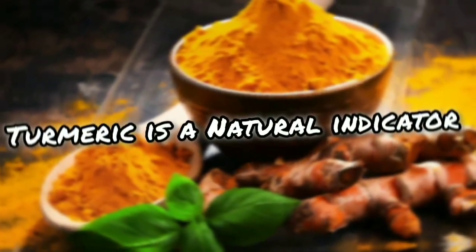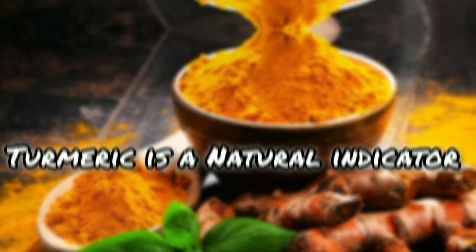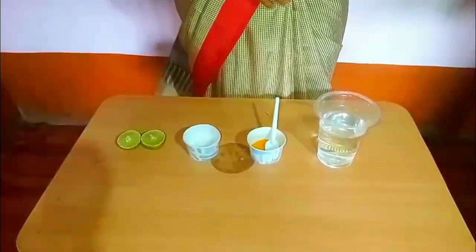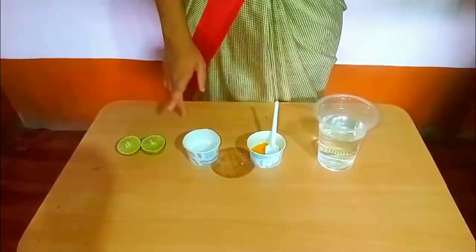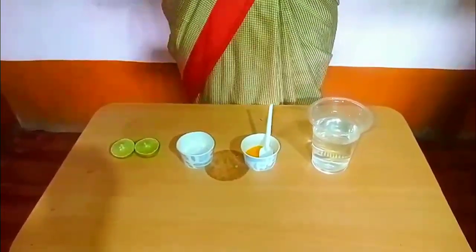I am here to explain turmeric as a natural indicator. For this experiment, we want water, turmeric powder, detergent and lemon.